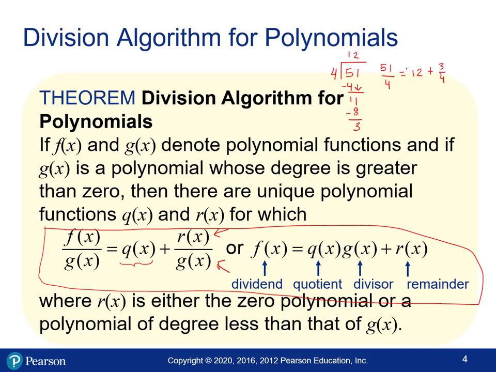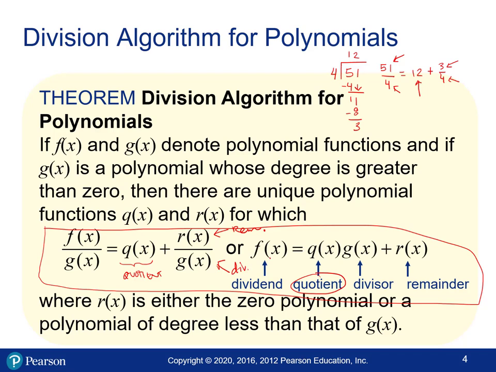So I have my original dividend, my divisor, and then the answer is the quotient. This is the quotient plus the remainder over the divisor. Okay, so the same thing happens with polynomials. So we have our quotient plus the remainder, I'll just abbreviate, remainder over the divisor.